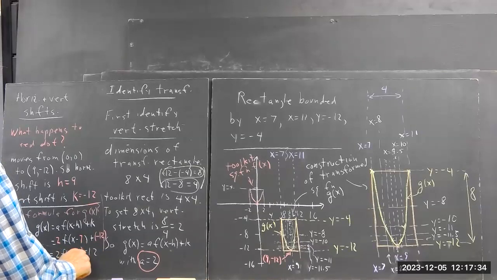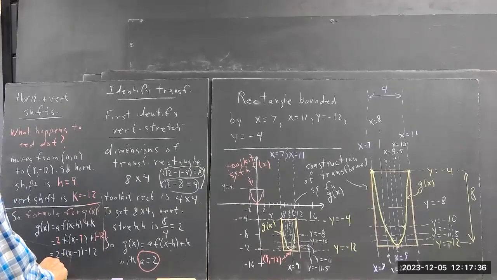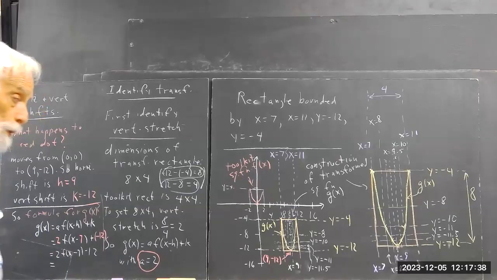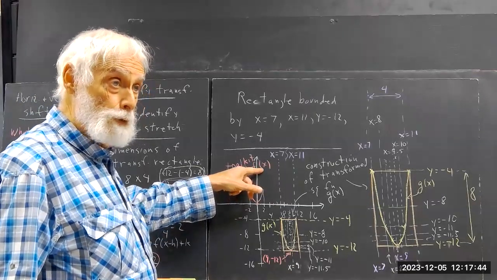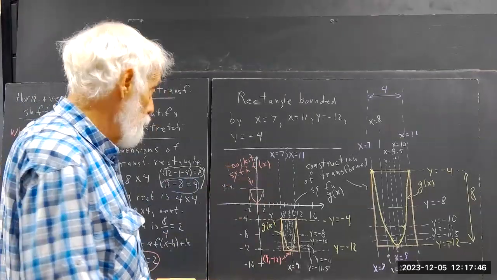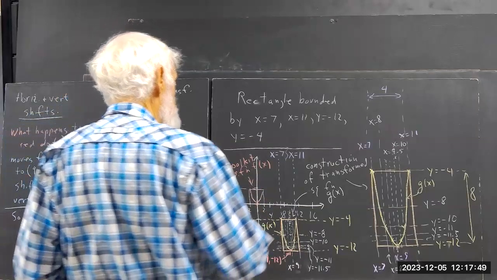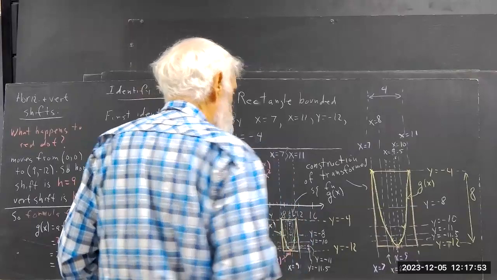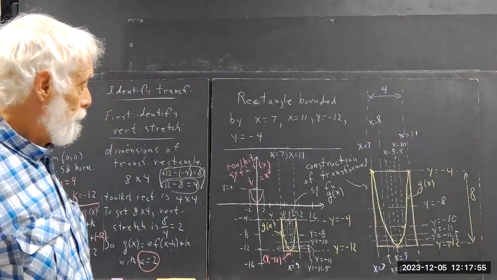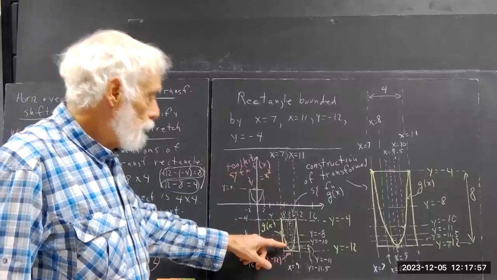Do f of x minus 7 minus 12. Now, only now do we have to go back to what the original function was, right? Well, the toolkit squaring function f of x we know to be x squared. We didn't even need x squared to do the construction.